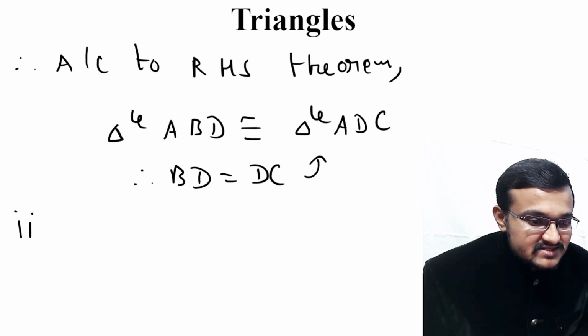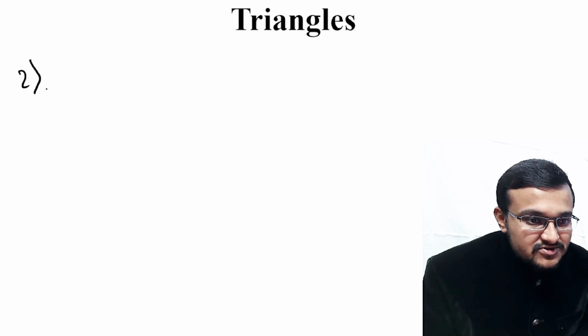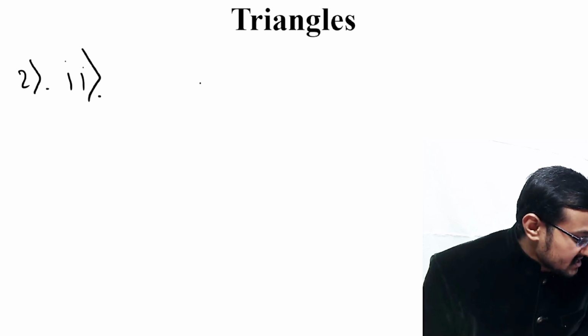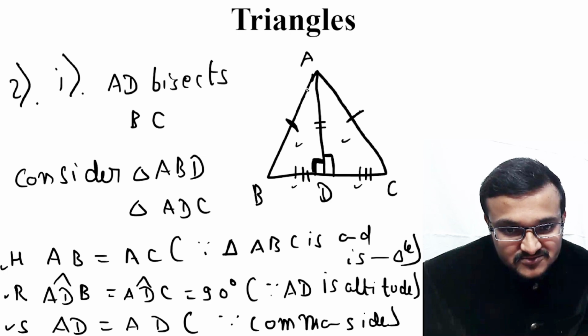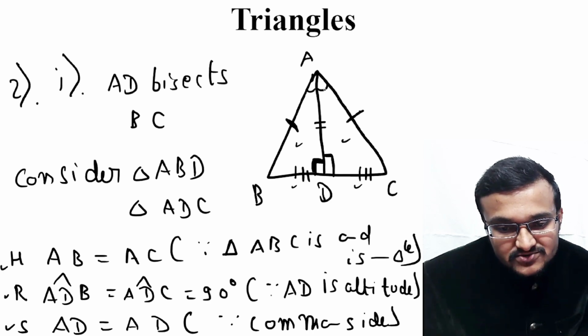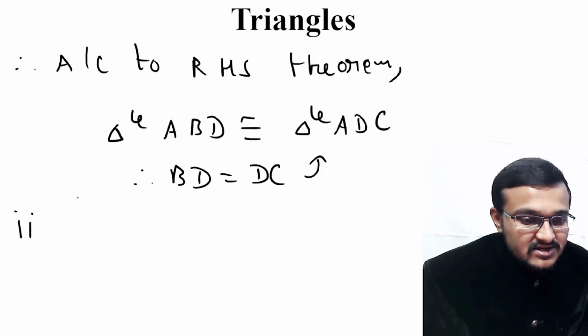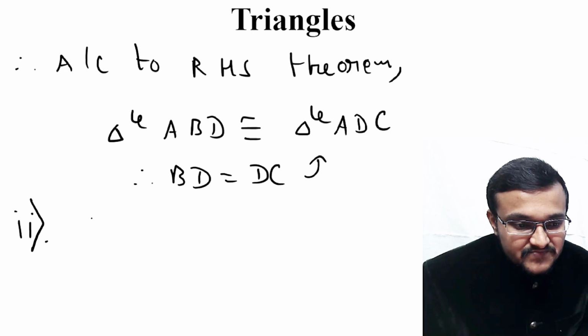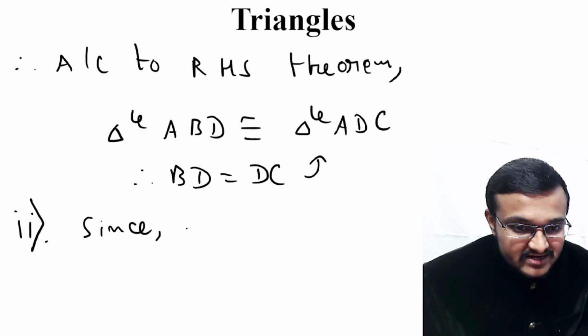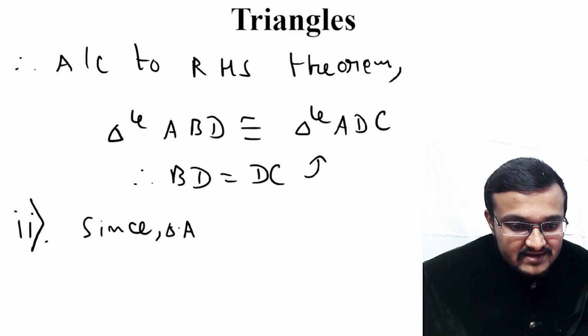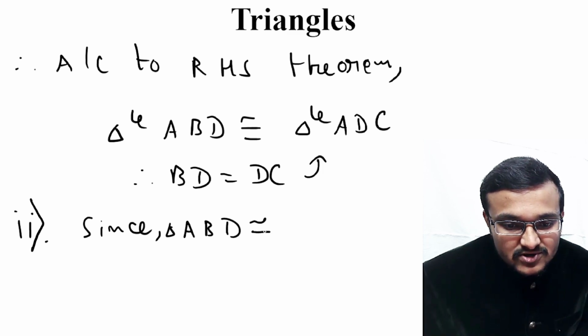Now we will look into the second question. In the same question, they have asked whether AD bisects angle A. That is, this particular angle is equal to this particular angle. Here we can see that these two triangles, ABD and ADC, are congruent. So triangle ABD is congruent with triangle ADC.